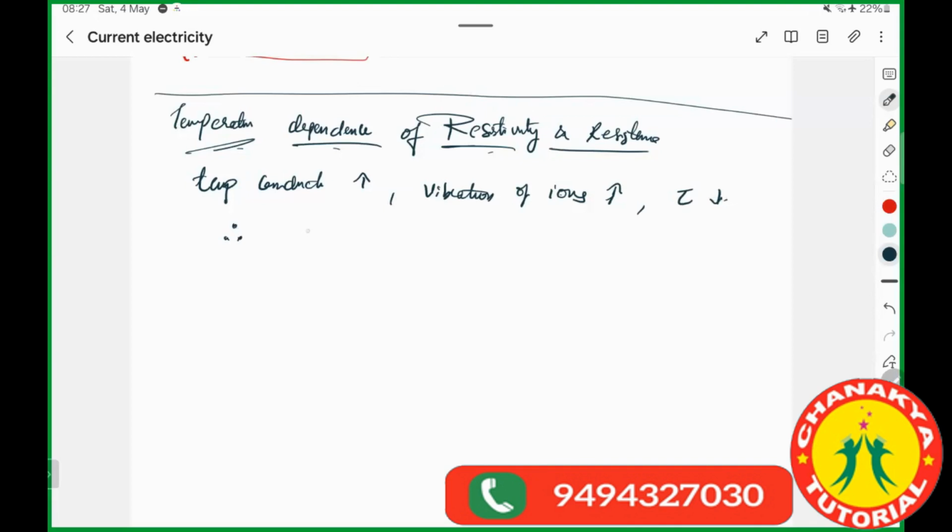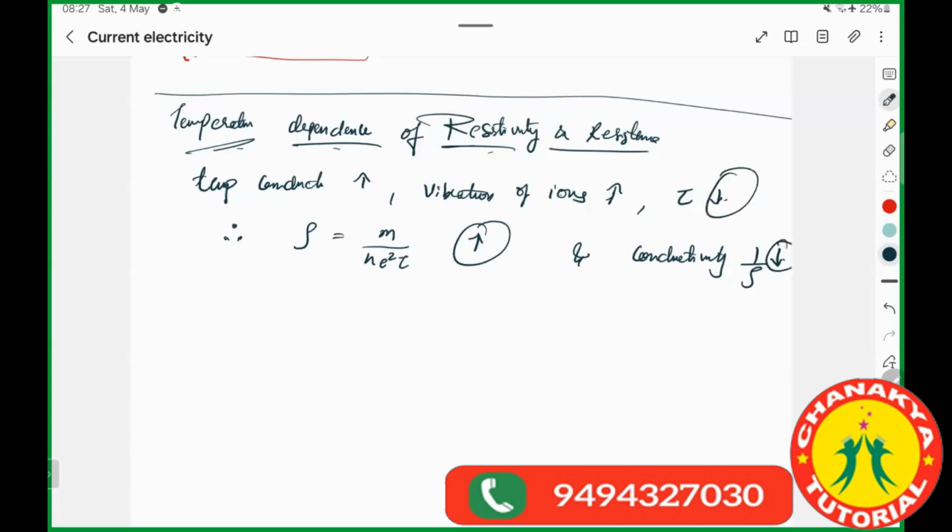Therefore, resistivity is m by ne squared tau, so resistivity increases. And conductivity is 1 by rho, so it decreases, because it's inverse. So conductivity is directly proportional to tau, and resistivity is inversely proportional to tau.